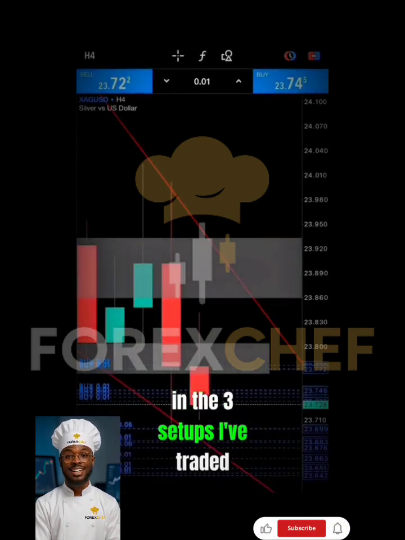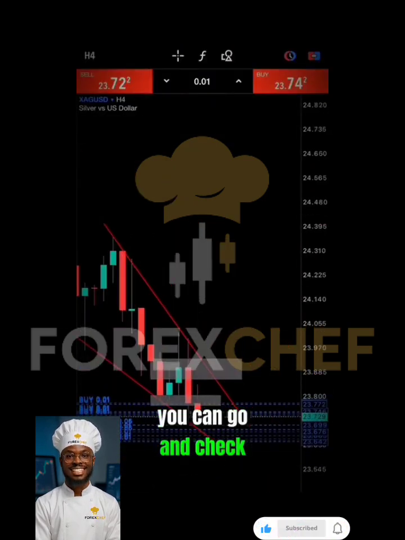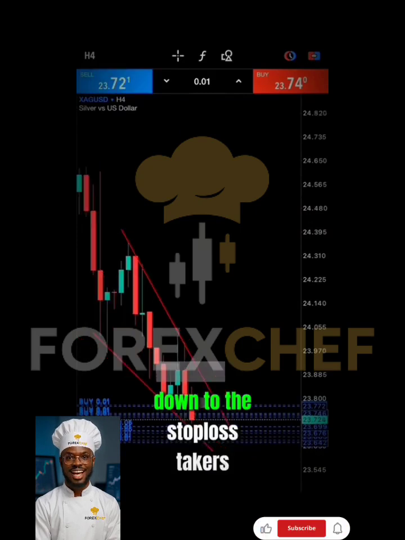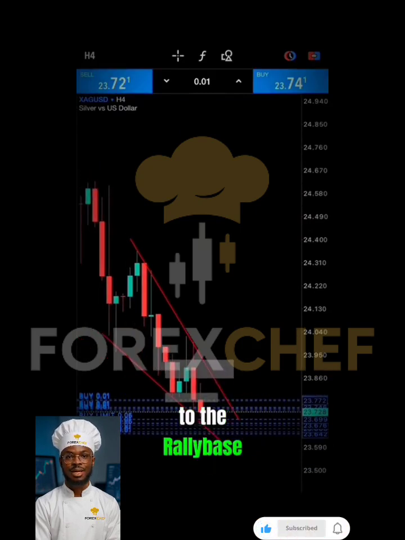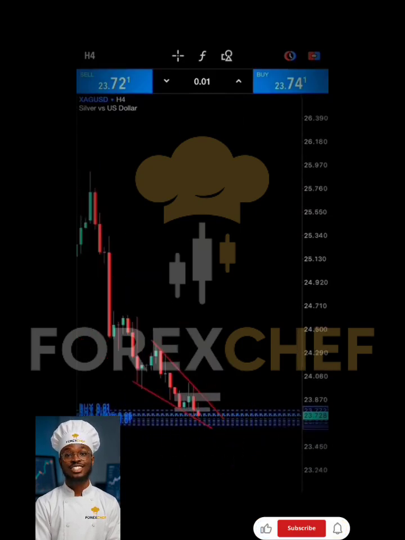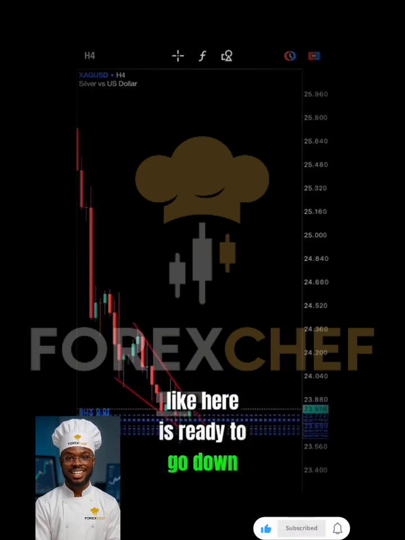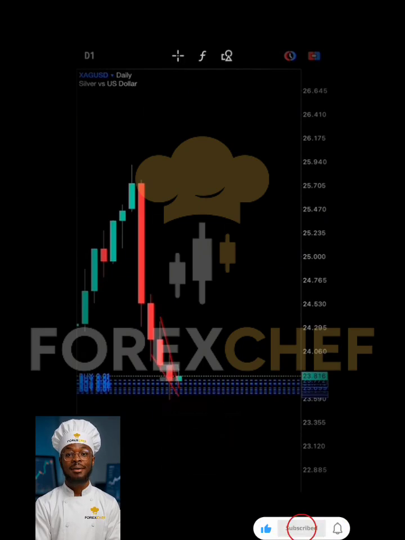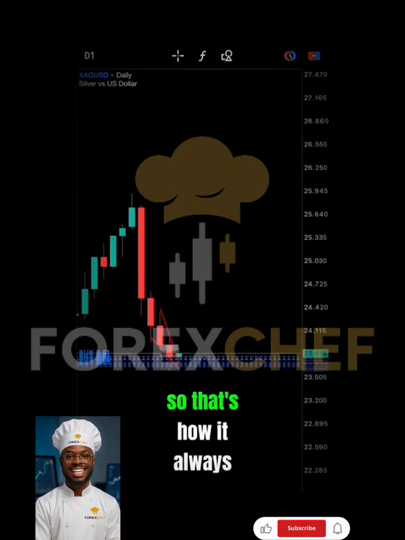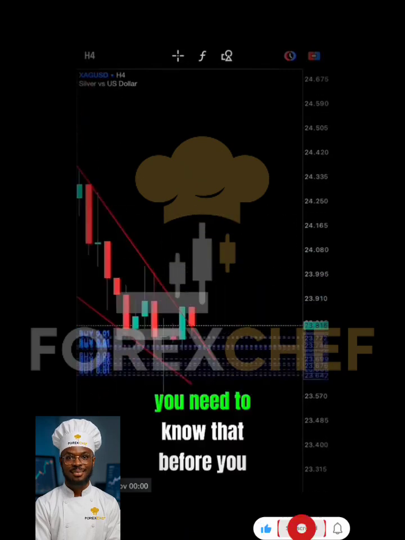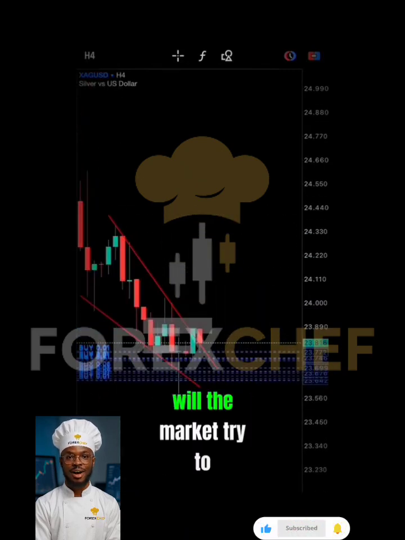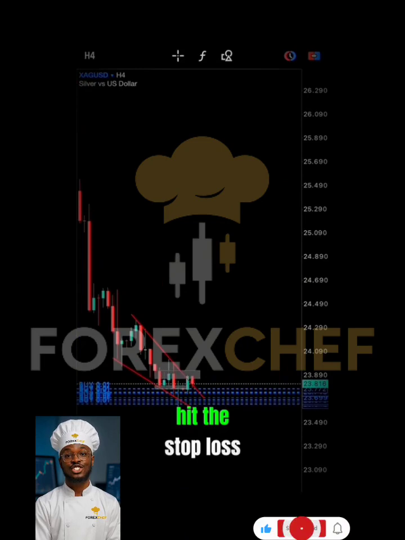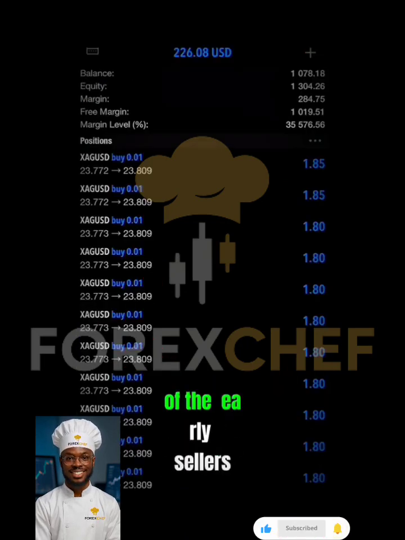In the 3 setups I've traded in this video, you can go and check. It has always gone down to the stop loss takers, to the rally base rally or drop base drop. Like here, it decided to go down. This is the T1. It went down there and activated my buy limits, and then it went up again. So that's how it always works. You need to know that before you buy, will the market try to hit the stop loss of the early buyers, of the early sellers?